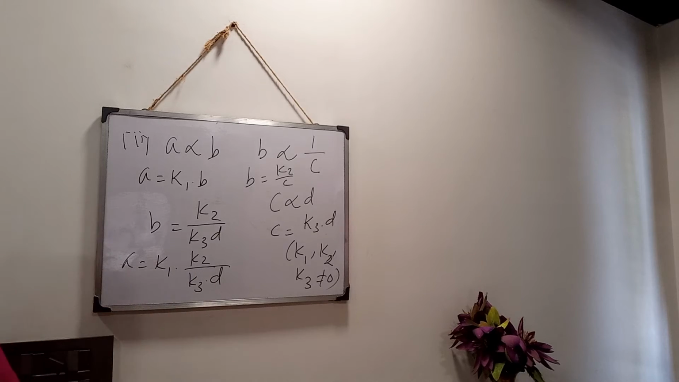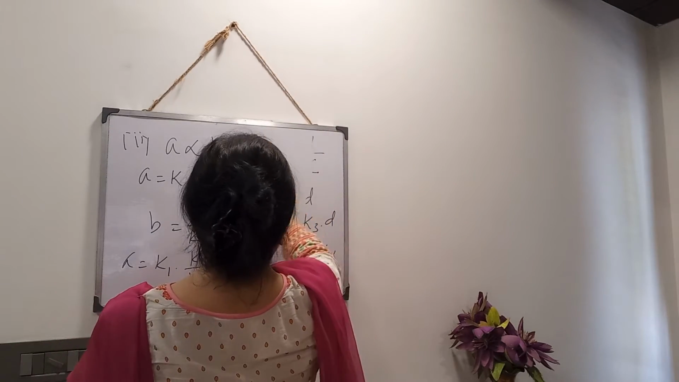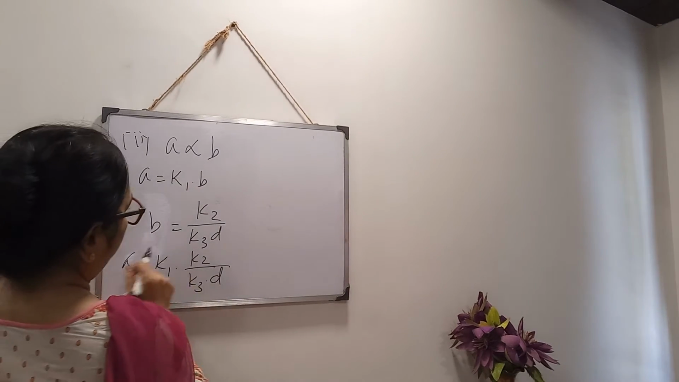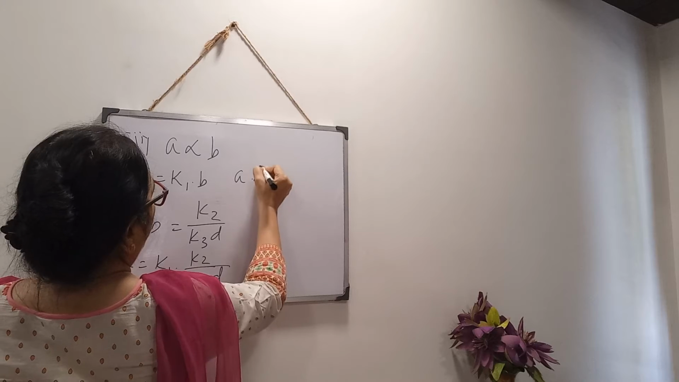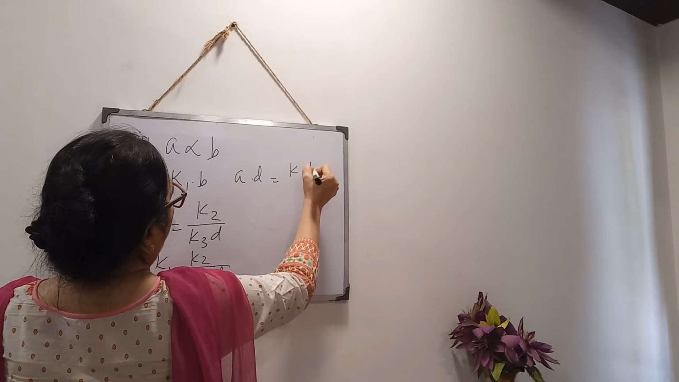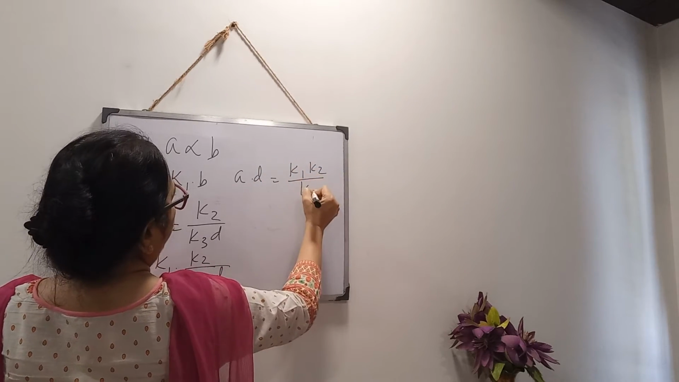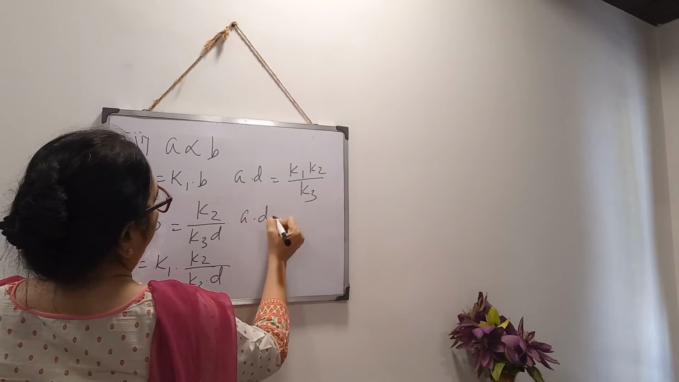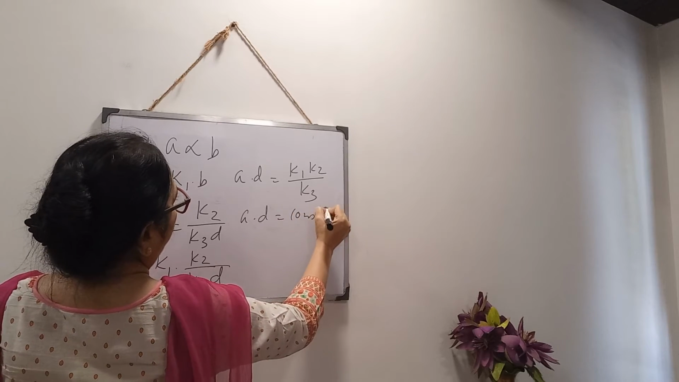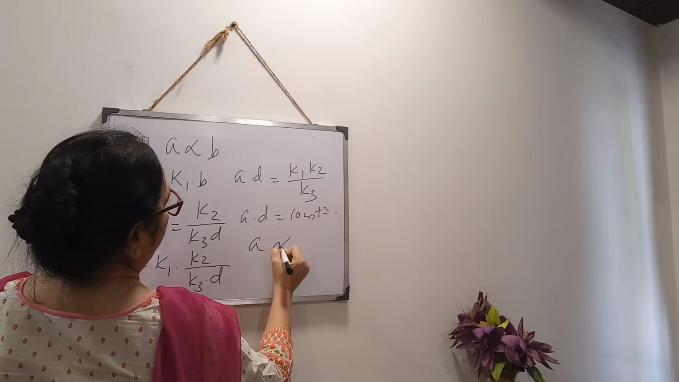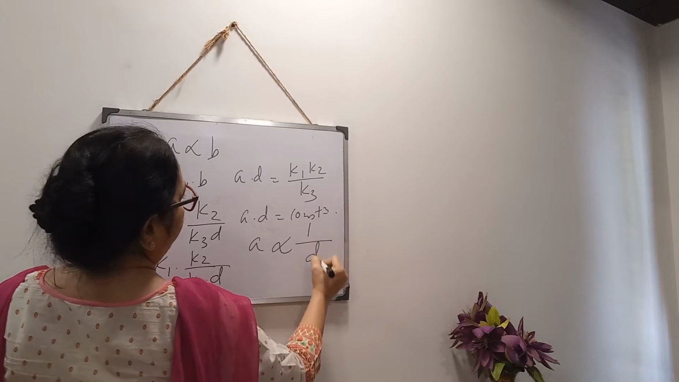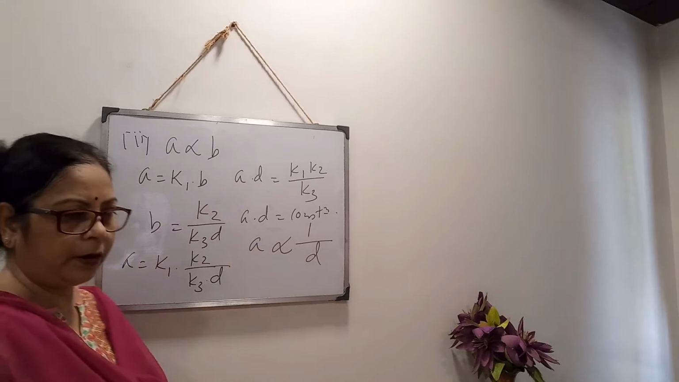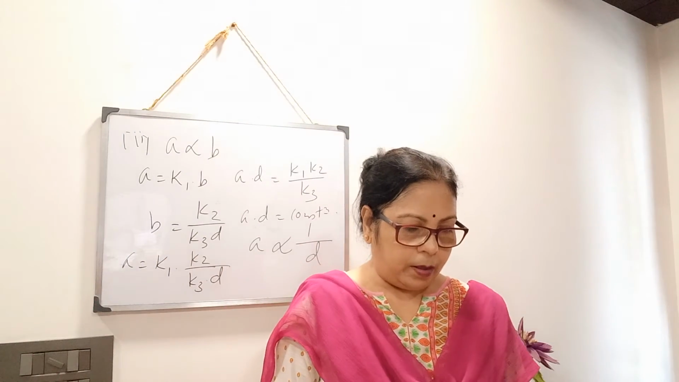Now finally what we are getting is, cross multiply, A into D equals K1 K2 by K3. The right hand side is a total constant, so the product is constant. A into D is constant. When the product is constant, we can write that A varies as 1 by D. So how are they related? They are indirectly related. Clear?